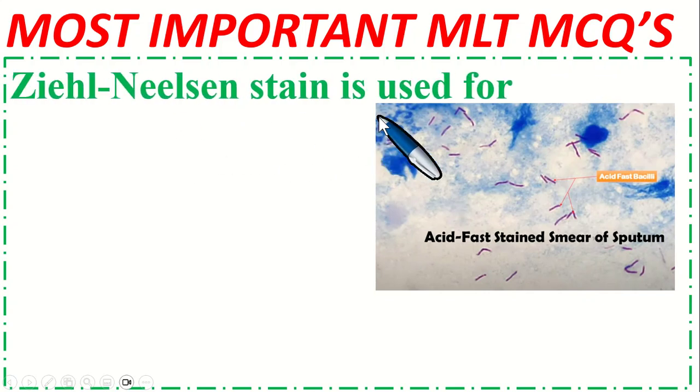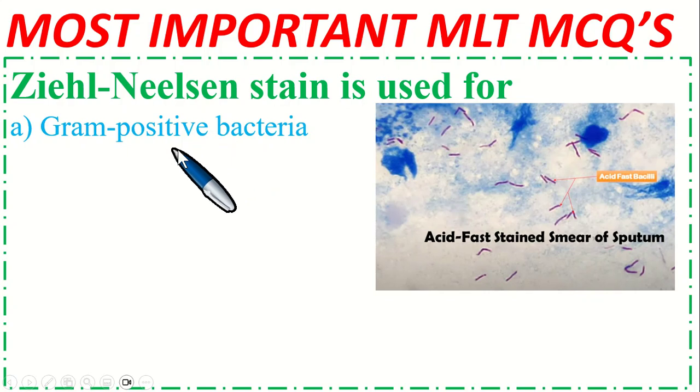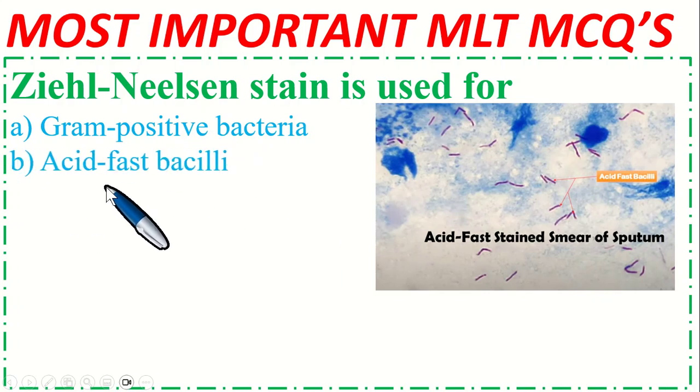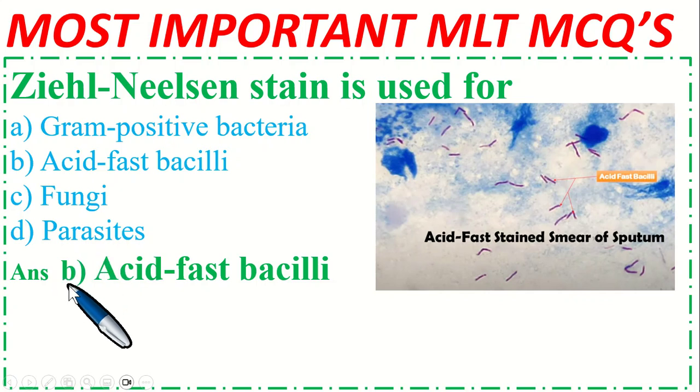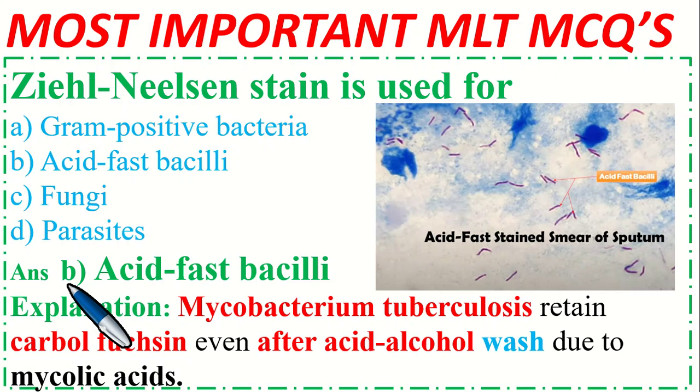Ziehl-Neelsen stain is used for option A gram positive bacteria, option B acid fast bacilli AFB, option C fungi, and option D parasites. So the correct option is B, acid fast bacilli. Here is a very short explanation: Mycobacterium tuberculosis retains carbolfuchsin after acid alcohol wash due to mycolic acid.